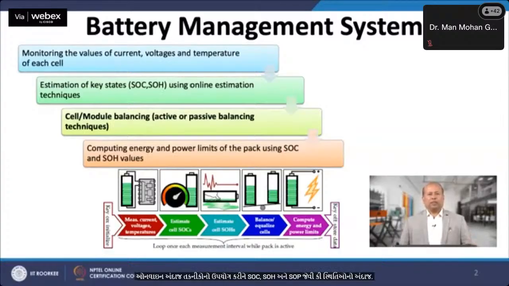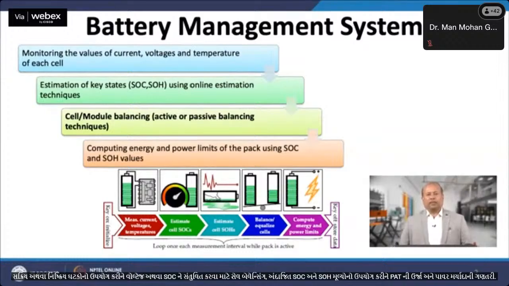estimation of key states such as SOC, SOH, and SOP using online estimation techniques, cell balancing to balance the voltage or SOCs using active or passive components, computing the energy and power limitation of the pack using estimated SOC and SOH values.